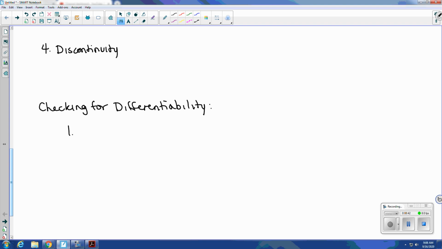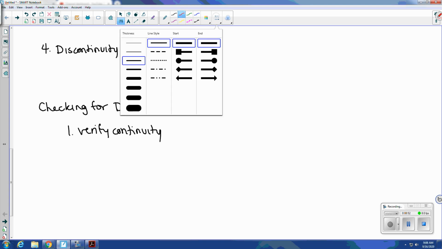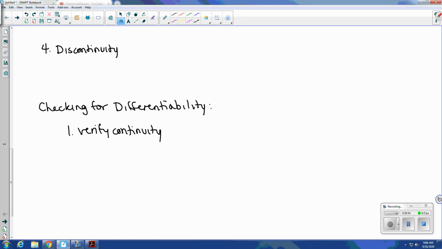One, verify continuity. That's step one. If the function is not continuous, we don't even have to move on. So verifying continuity, we're going to use our definition of continuity. We want to confirm that the limit of the function as we approach that point where we're checking differentiability is equal to the function output at that point.